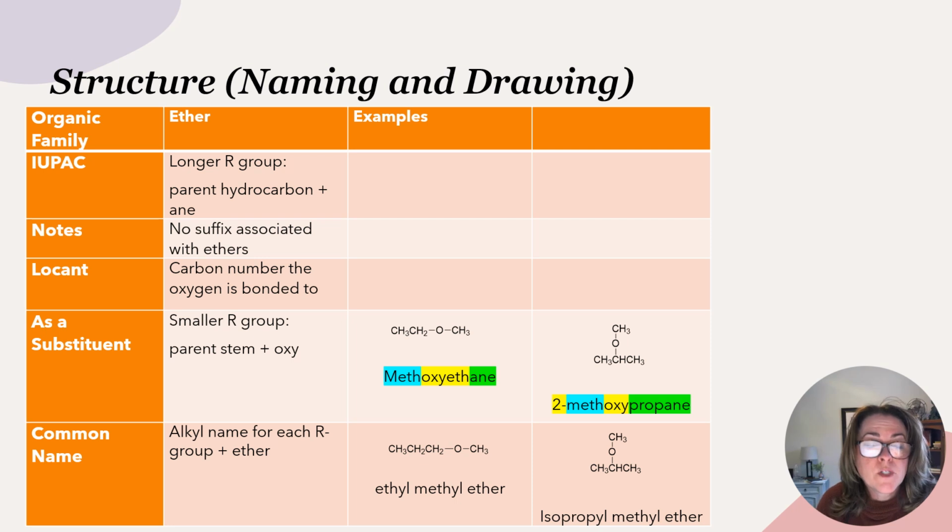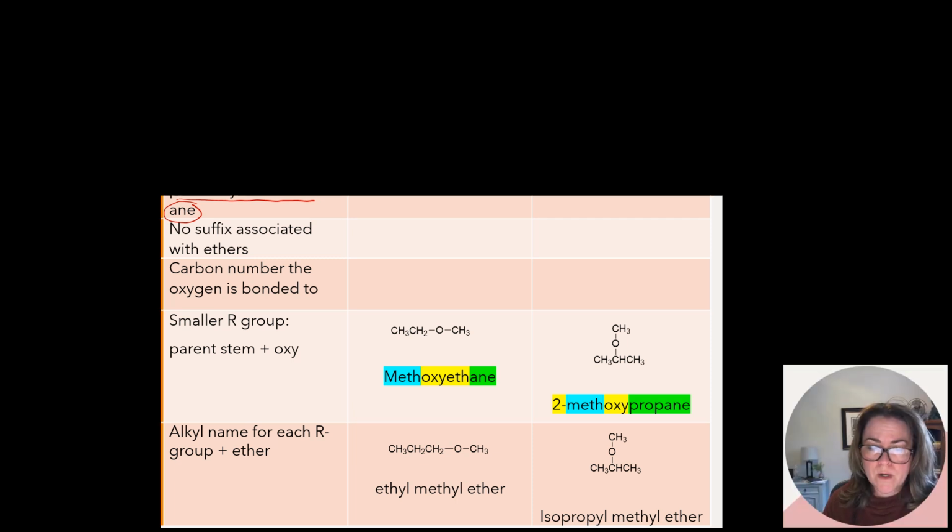What we are going to be doing is looking for our longest R group. That is going to be the parent hydrocarbon, and our suffix here is going to be the suffix associated with that parent hydrocarbon. There are no suffixes associated specifically with ethers. When we're determining our locant, it is going to be the carbon number that the oxygen is bonded to, and I'll show you what I mean by that in an example.